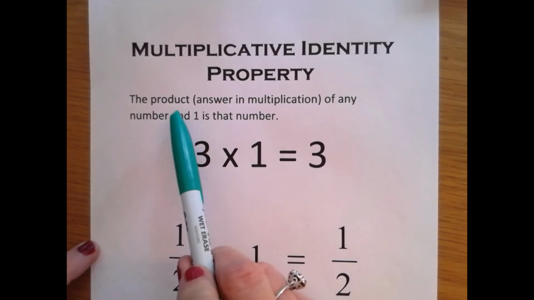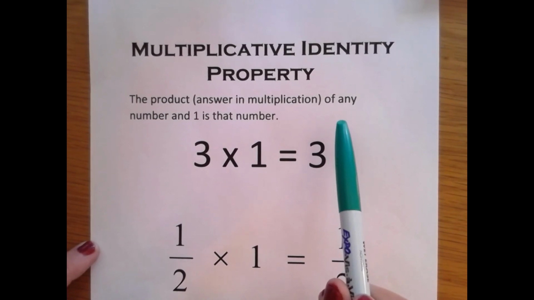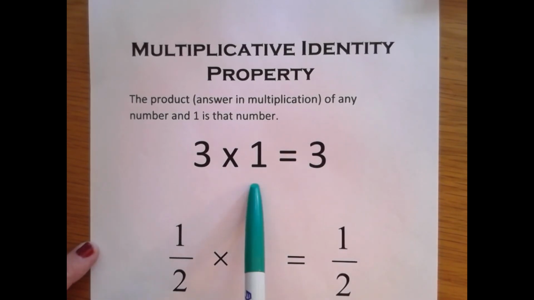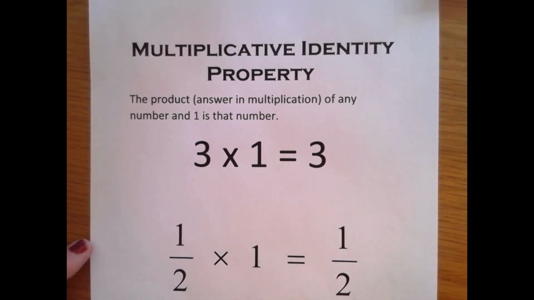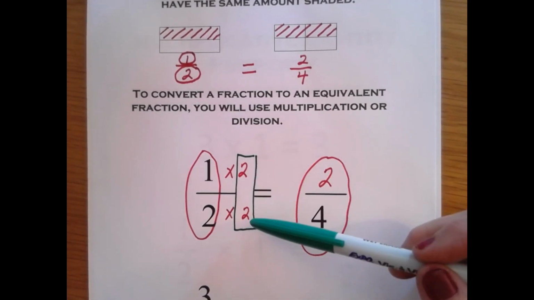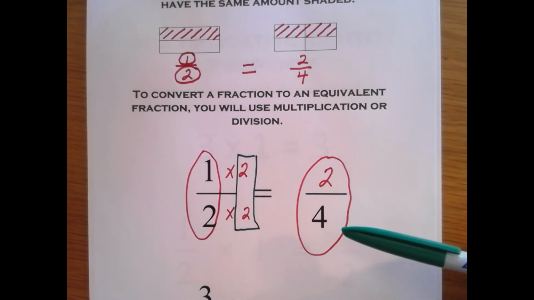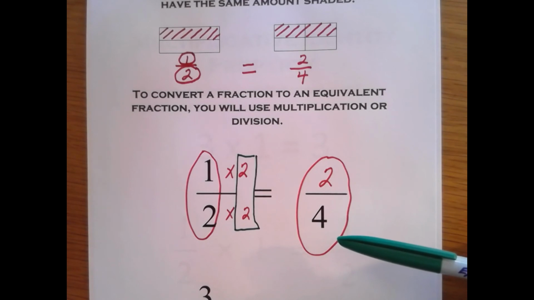It states that the product, which is the answer in multiplication, of any number and 1 is the number itself. 3 times 1, of course, is 3. 1/2 times 1 is equal to 1/2. So any number multiplied by 1 is itself. So if I look back at what I just did, 2 over 2 is like 1. So 1/2 times 1 would give me 2/4, or another representation of what 1/2 is. And these two are equivalent fractions.